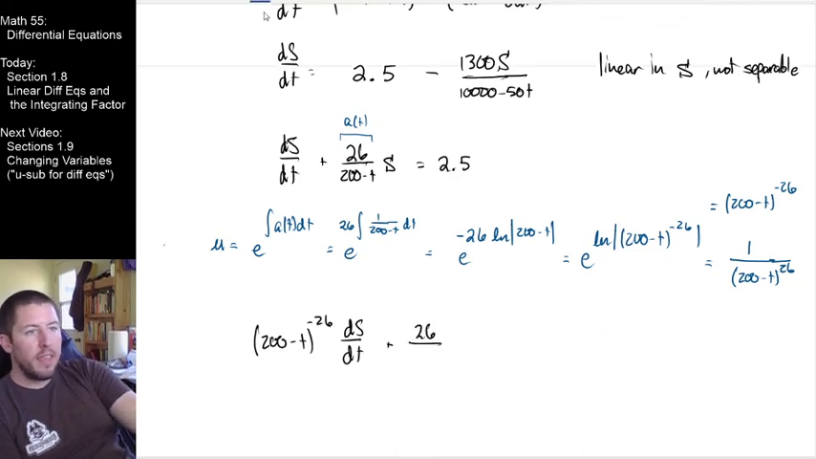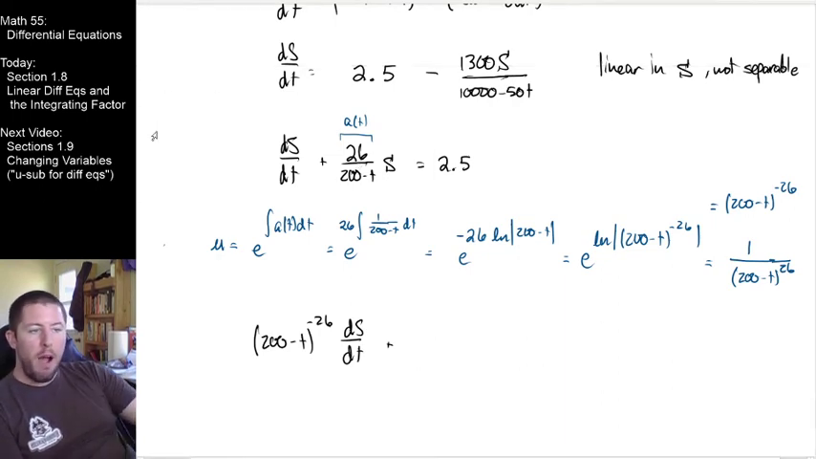So 200 minus t to the negative 26 is what we're multiplying everything by. Ooh, and here's the thing I think maybe I want to do for myself. Now that I'm seeing that there's going to be powers of 200 minus t, I'm thinking that it's probably a nice thing for me to rewrite that as 26 times 200 minus t to the negative 1. That might be nice for me right now.